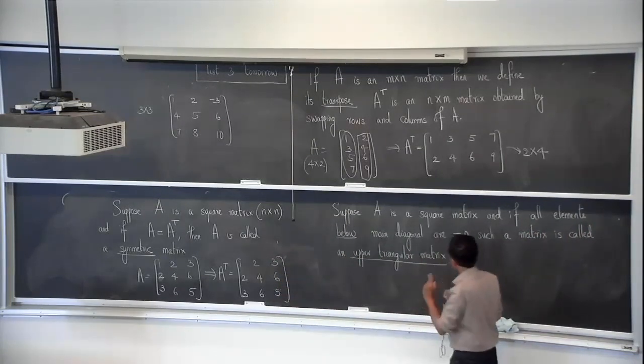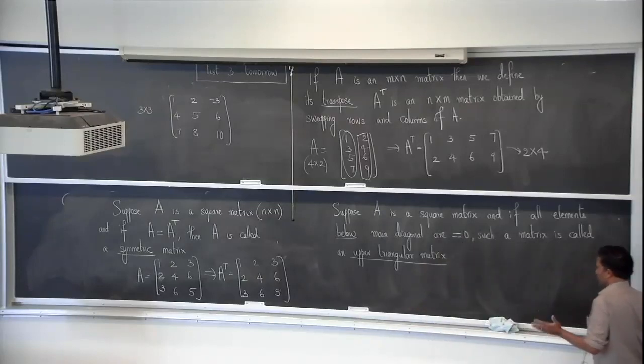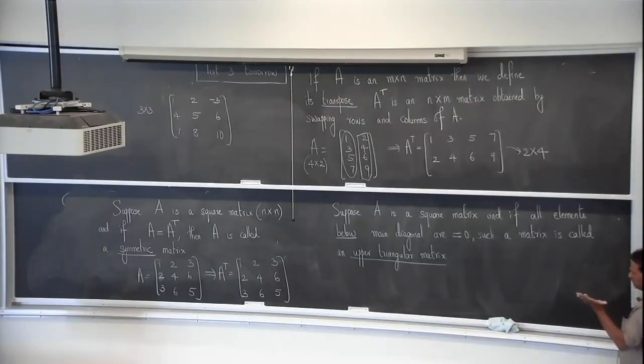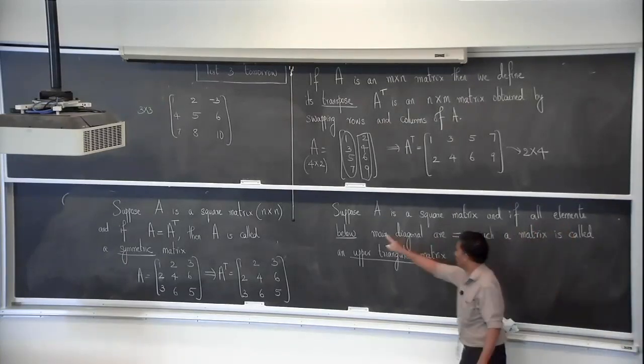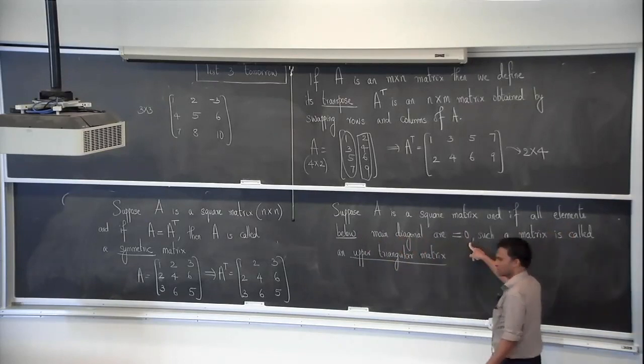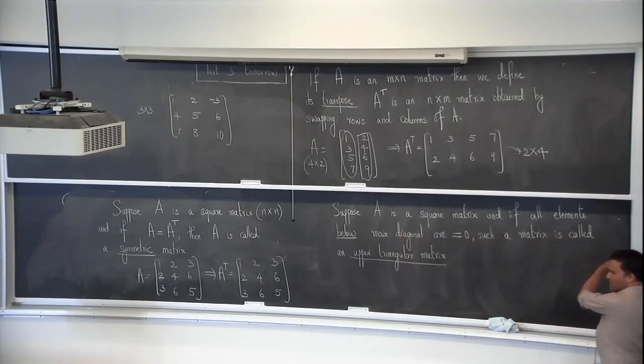One problem with this definition is that it does not say anything about what is above the main diagonal, and that is for good reason. We don't care what they are. The only requirement is that everything below the main diagonal should be equal to 0. There is no restriction on what is above the main diagonal. They could be equal to 0, maybe not equal to 0.